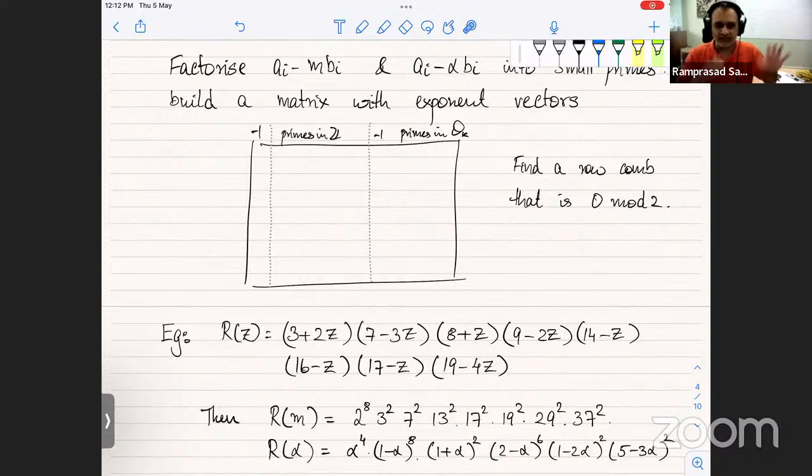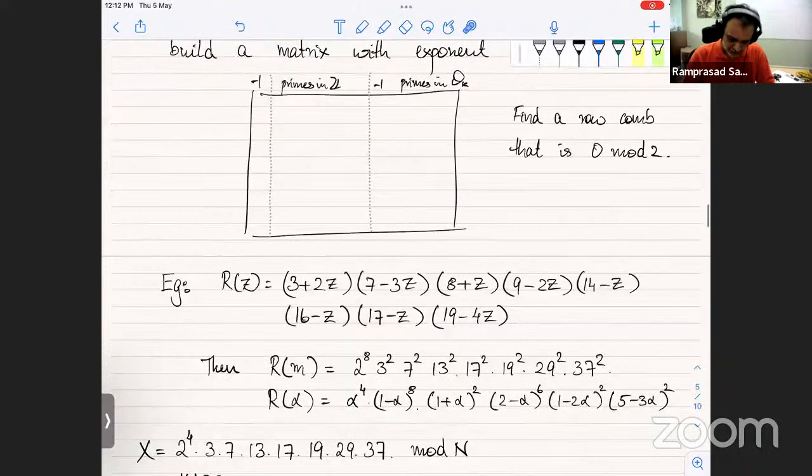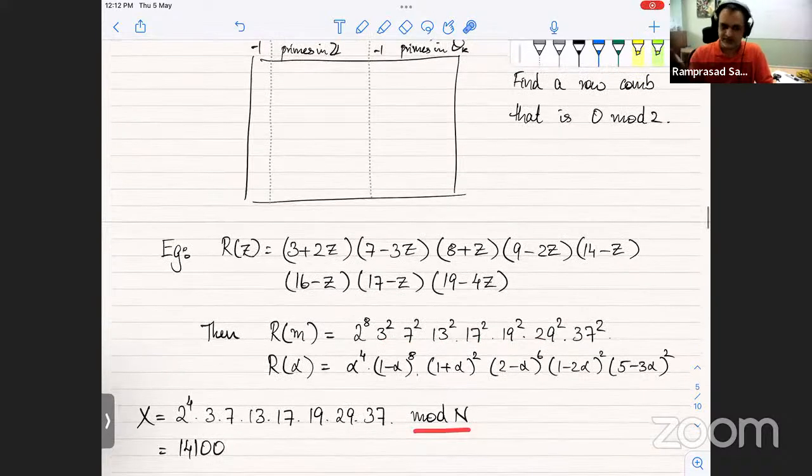Don't ask me how I found it. I actually found the lecture notes, I'm just copying it from there. But the point is, computationally, this can actually be done. But suppose this happens. What does this mean? Now what I'm going to do is set x to be the square root of this guy, which is just 2 to the power 4 times 3 times 7 times 13 times 17 times 19 times 29 times 37, and go mod n. That number is 14,100.